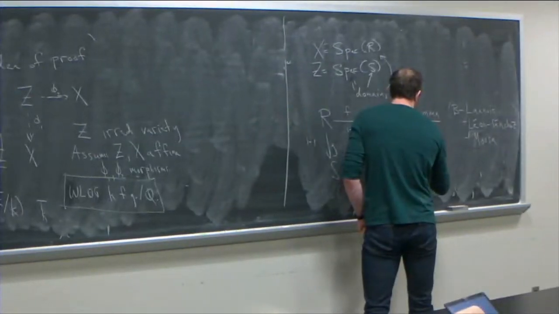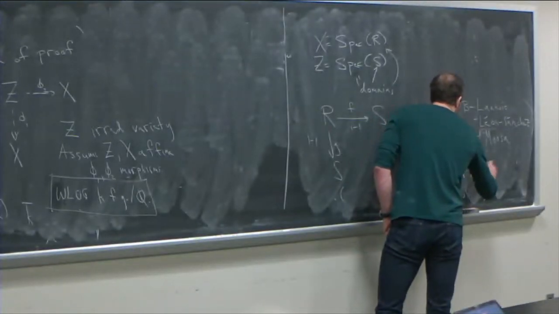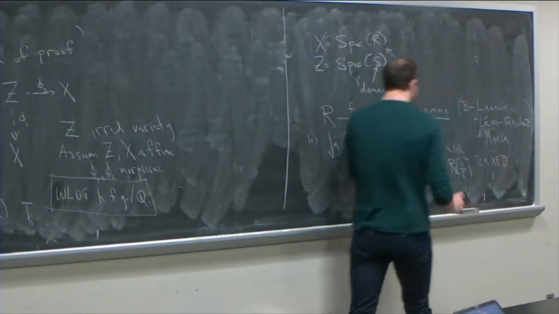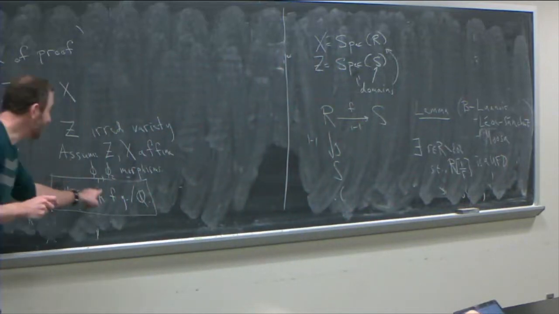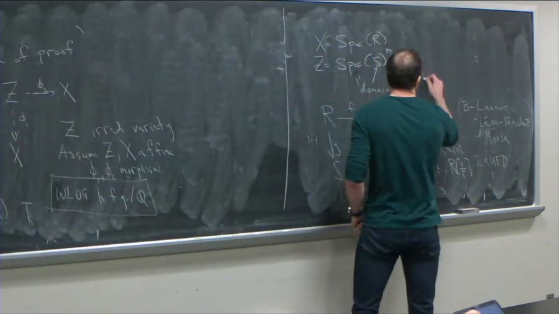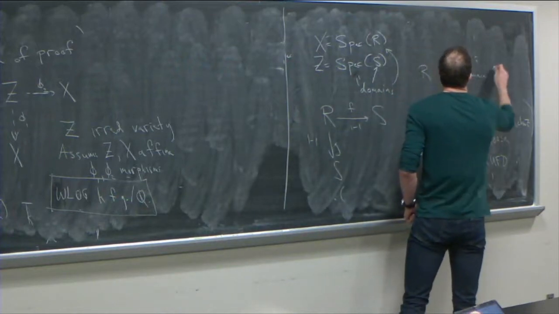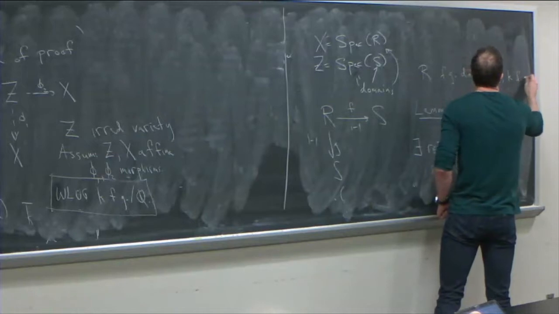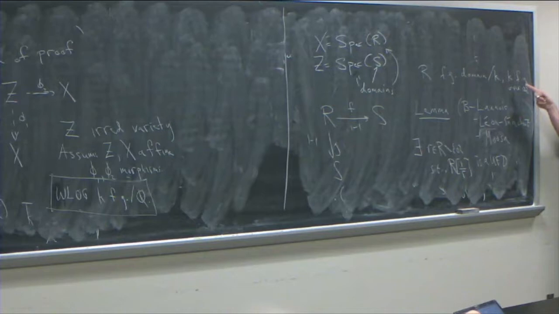It says there exists r non-zero such that when we invert this r, we get a UFD. This holds for any finitely generated domain R over K, where K is finitely generated over Q. This is definitely not true if you have the complex numbers. It needs finite generation over Q.